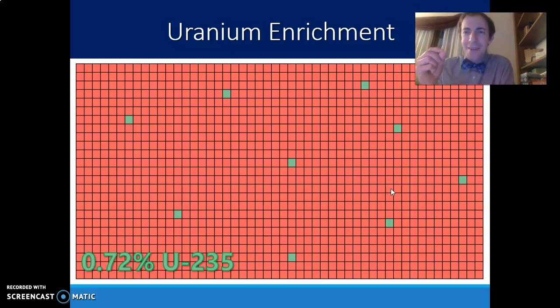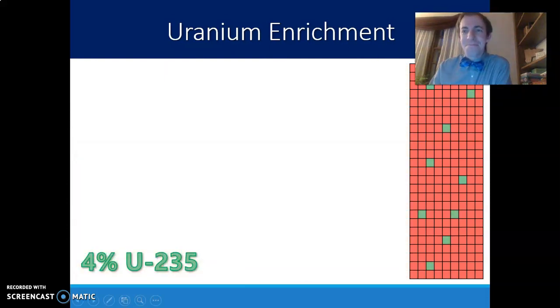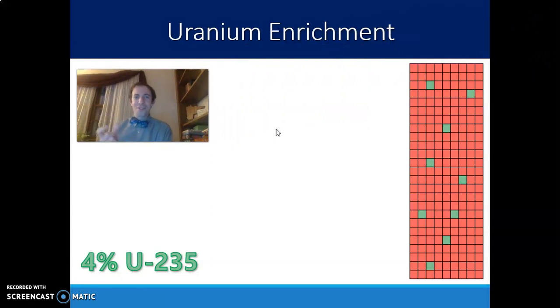If I want to enrich that, the way I do it is I'm not actually adding more 235. I can't get extra 235s into the sample. But what I can do is selectively remove 238s. So if I want to enrich that to fuel grade, this sample turns into this. Now, that is a much, much smaller amount of uranium. It takes a lot of uranium ore to produce the uranium that's in fuel grade. This is about 4% uranium-235. So it's actually the same number, in this visual, of uranium-235 atoms. I've just decreased the number of U-238 until the overall amount of 235 is about 4%.